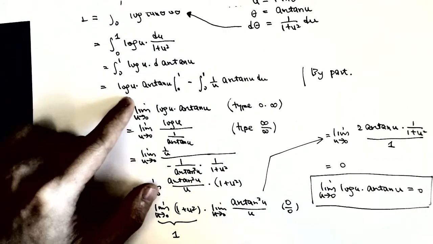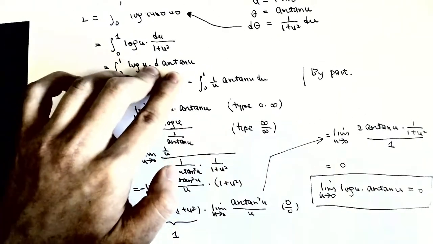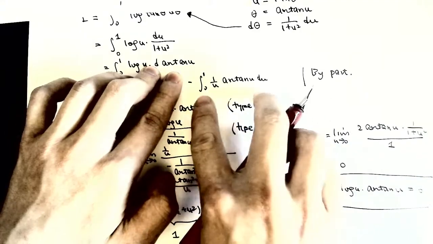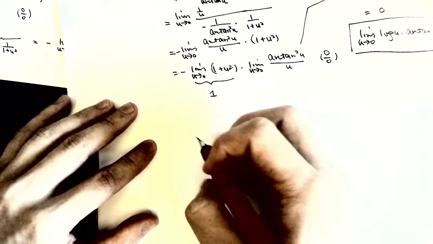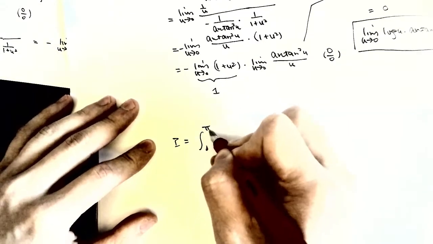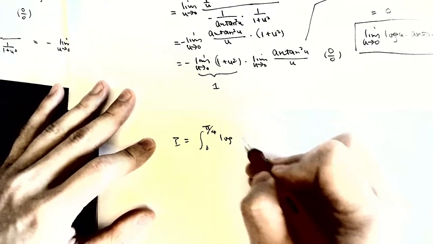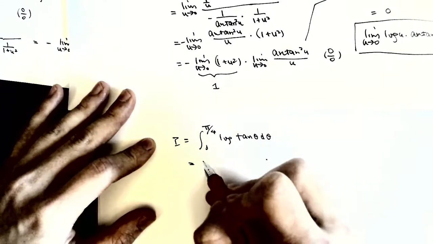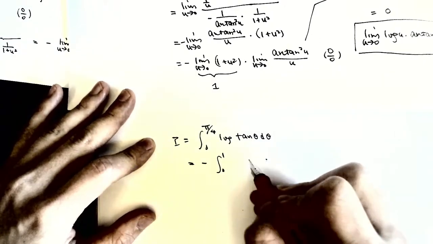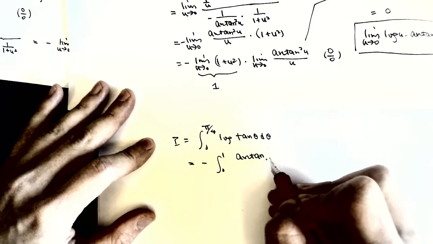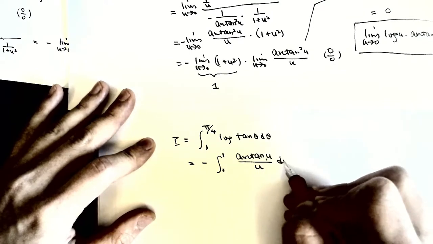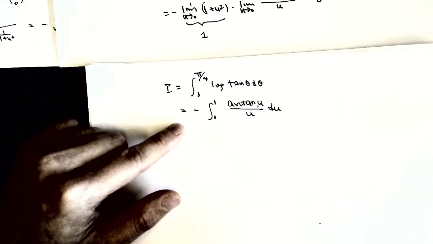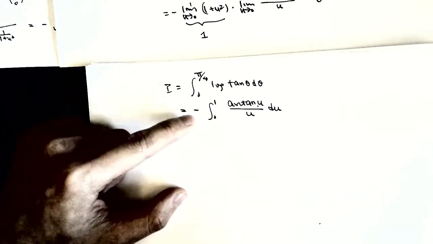Going back to the integral, this boundary part vanishes, so we are left with minus this integral. Let's move to a new page. So what we got here is that the integral from 0 to pi over 4 of log of tangent theta equals minus the integral from 0 to 1 of arctangent u over u du. So it seems that we have made no progress. We just turned one integral into another.